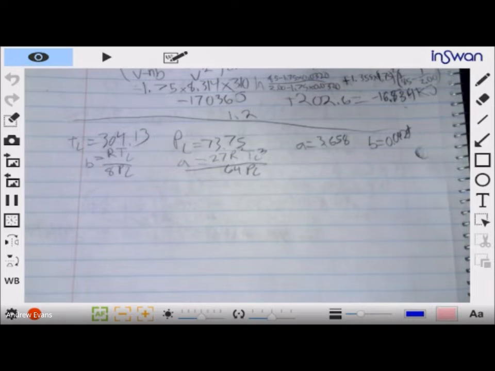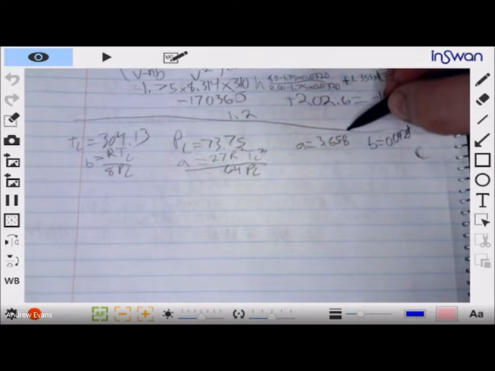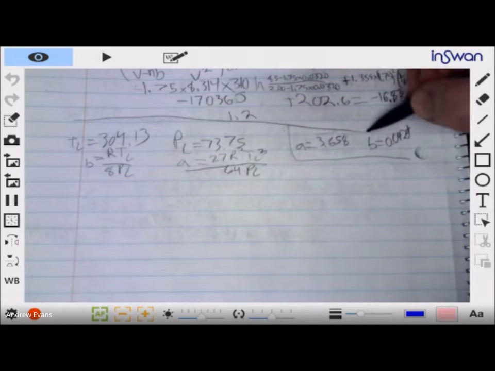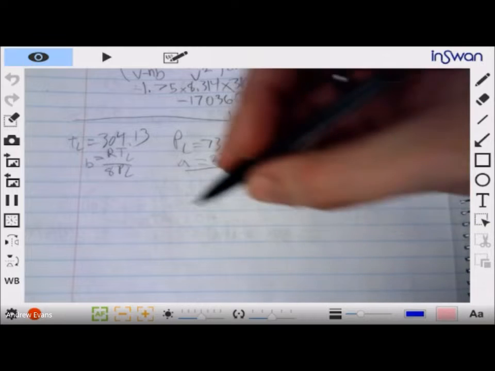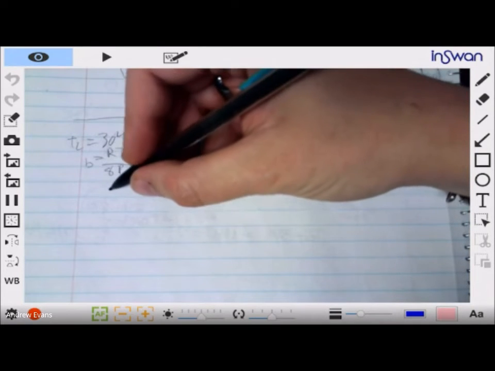So I've already looked up the values. The critical temperature for carbon dioxide is 304.13, and the critical pressure is 73.75. And the values from the table for A and B are 3.658 and 0.0429. So at this point, all we have to do is plug in and evaluate.